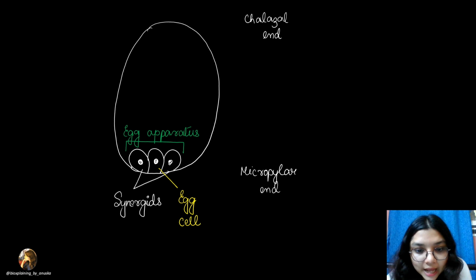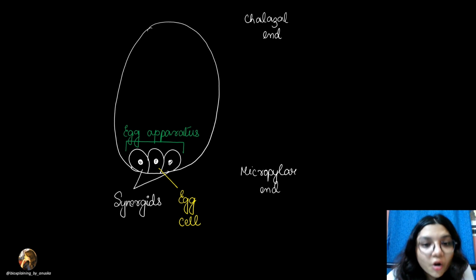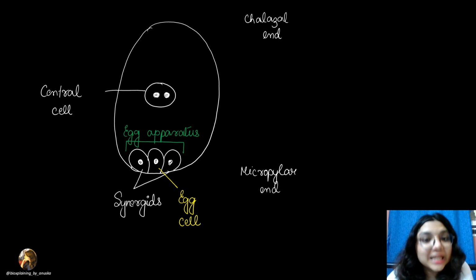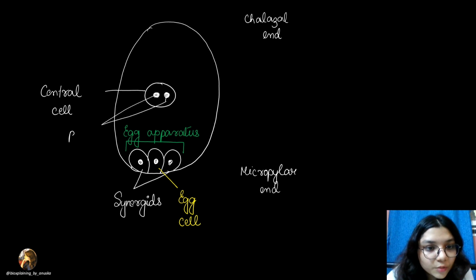At the central part of the embryo sac, we have one cell which is known as the central cell. And this central cell has two nuclei in it, right? So what are these known as? These two nuclei are known as the polar nuclei.